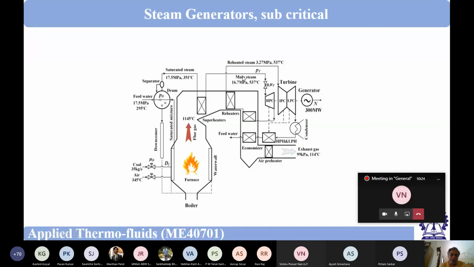So after the superheaters, it should go to the high pressure turbine. Pressure is the highest, so high pressure turbine it should go. And from the high pressure turbine, it has shown that some sort of extraction steam goes to the feed water heater. And then this is the economizer, and the feed water is coming here.